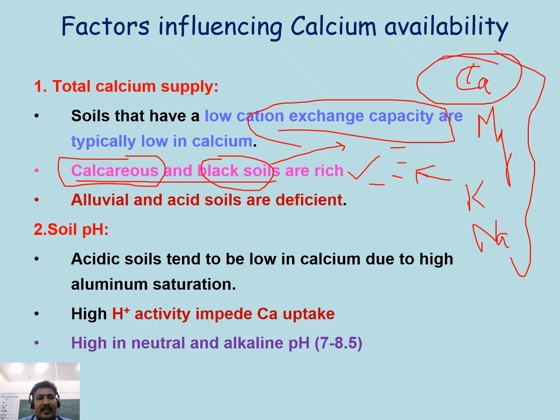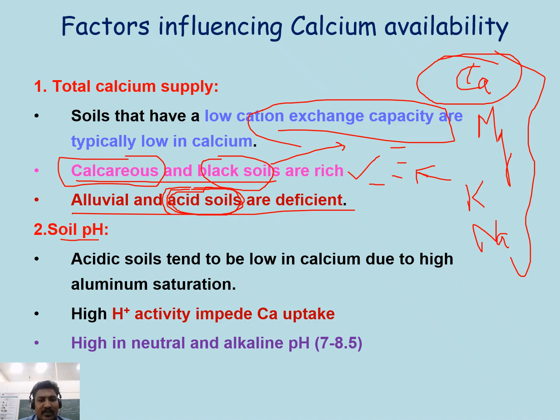Alluvial soil and acid soil are deficient. Acid soil generally has the lowest amount of calcium. When the pH is reduced, the availability of salts like calcium, magnesium, and sodium is also reduced. These salts are present in higher amounts only at pH above 7.5. So you can see the pH also matters.